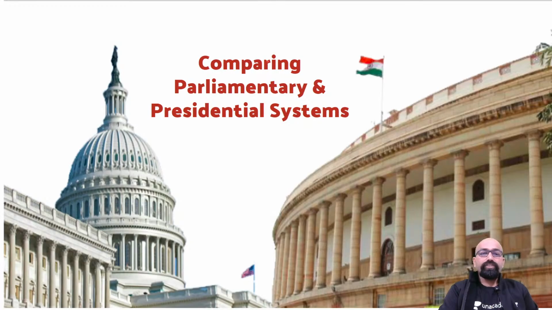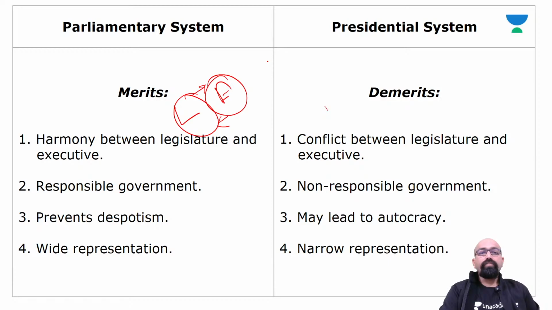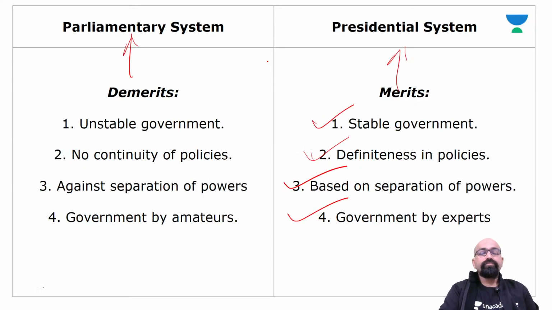After that, we studied comparison between the parliamentary system of government and the presidential system of government, feature-wise, various features of these two systems. After that, merits and demerits of these systems, like harmony between legislature and executive is the merit of the parliamentary system, where conflict between legislature and executive is observed in the presidential system. Yes. Next, a few demerits of the presidential system and then merits of the presidential system.